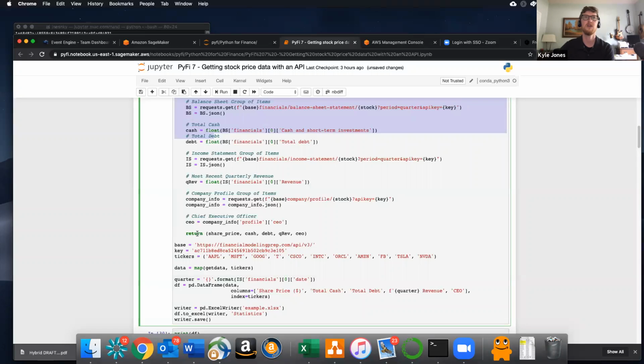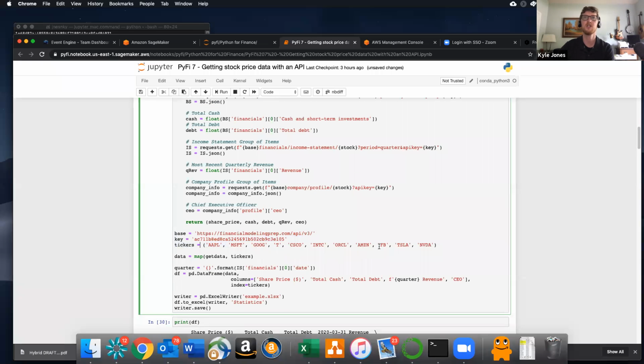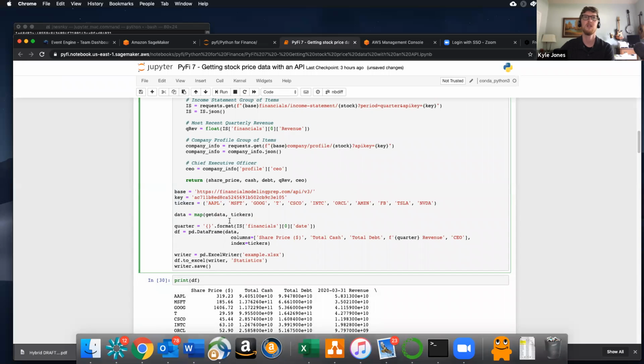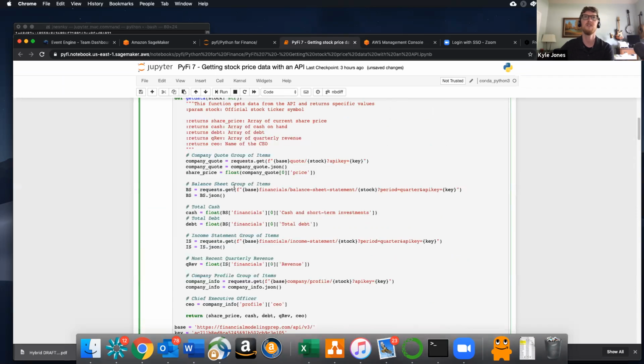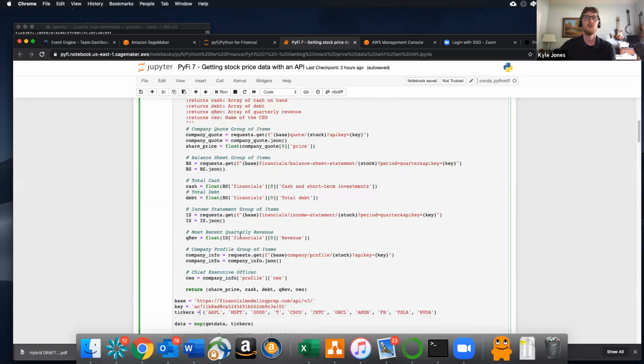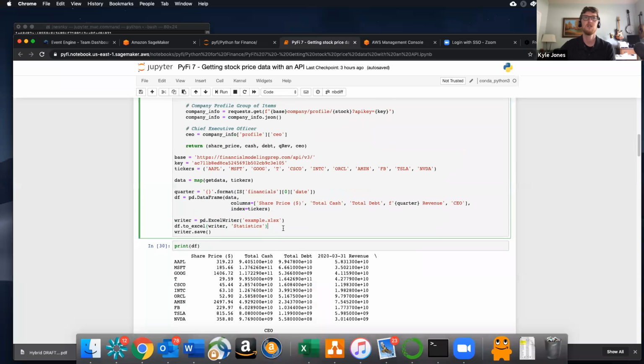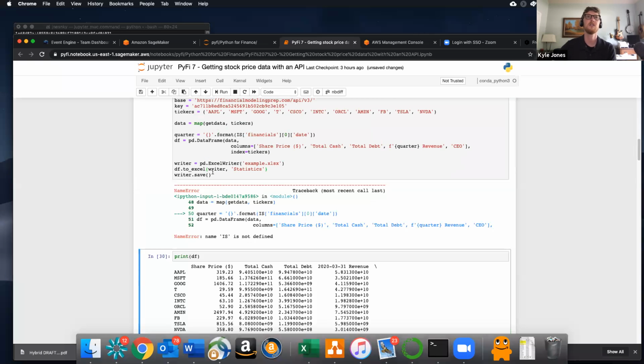So outside of our function, I can declare things like the tickers of interest. So these are the stock tickers. And then it will create a data frame based on that. It's going to go through using the API that we've given and pull the information for the value of the stock, current value, how much debt they have, how much cash they have, their last reported quarterly earnings, and the name of the CEO. So we'll see if I can run this.